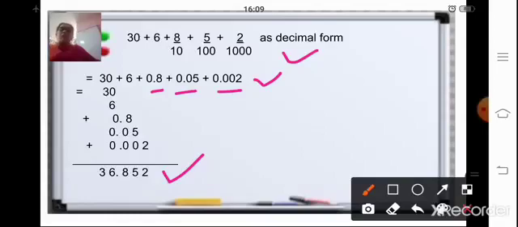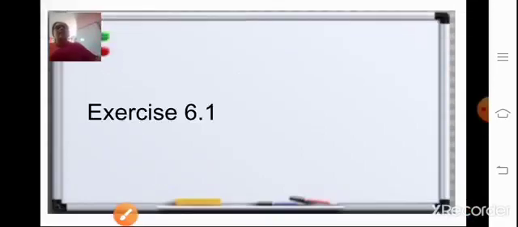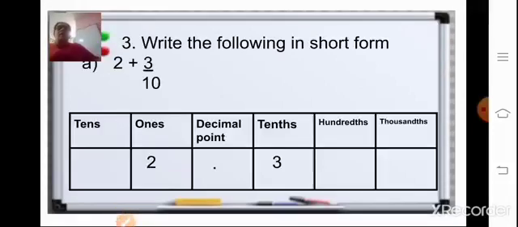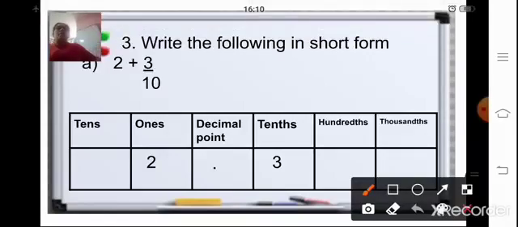Okay. Coming to our exercise part, exercise 6.1. Write the following in short form. Expanded form of a number is given. The first one is 2 plus 3 upon 10. Now here 2 is in 1's place. We don't have any number in the 10's place, so we will not write anything.